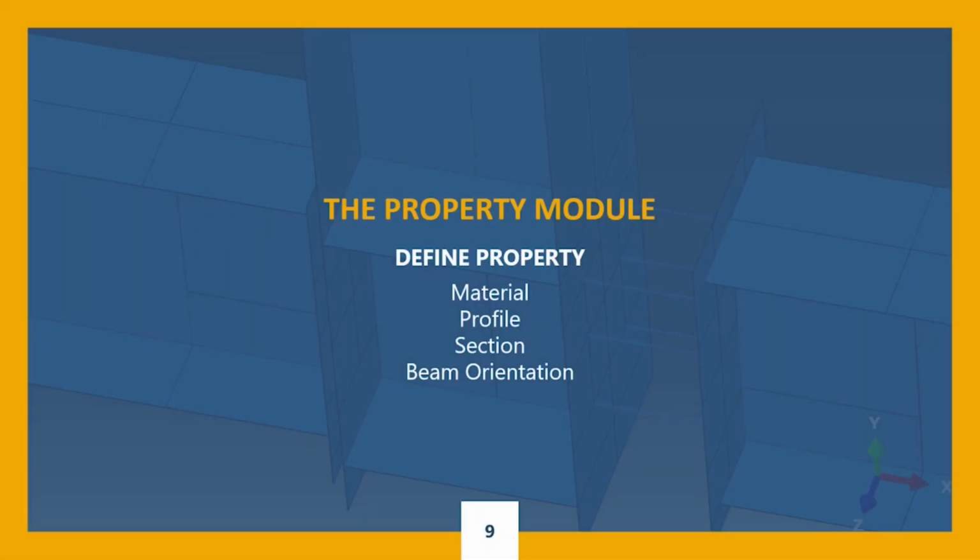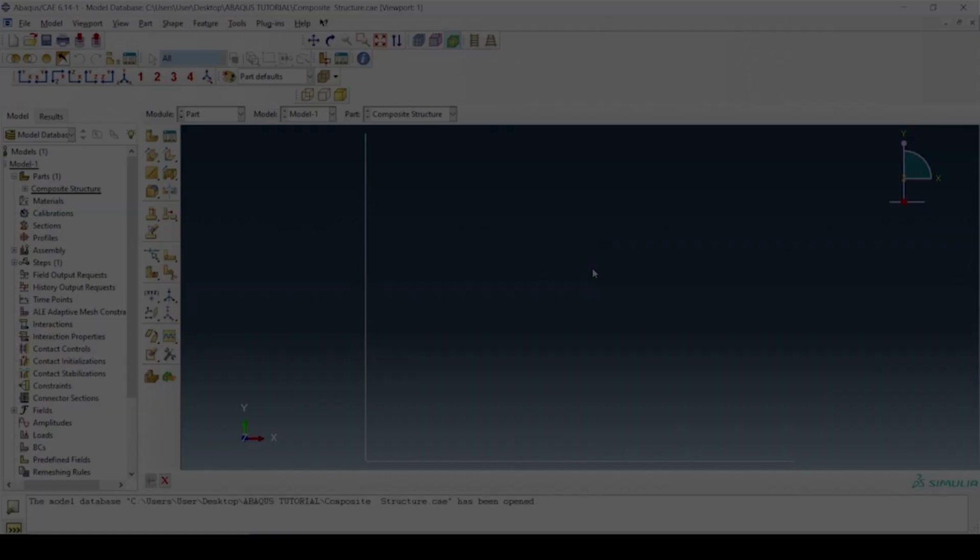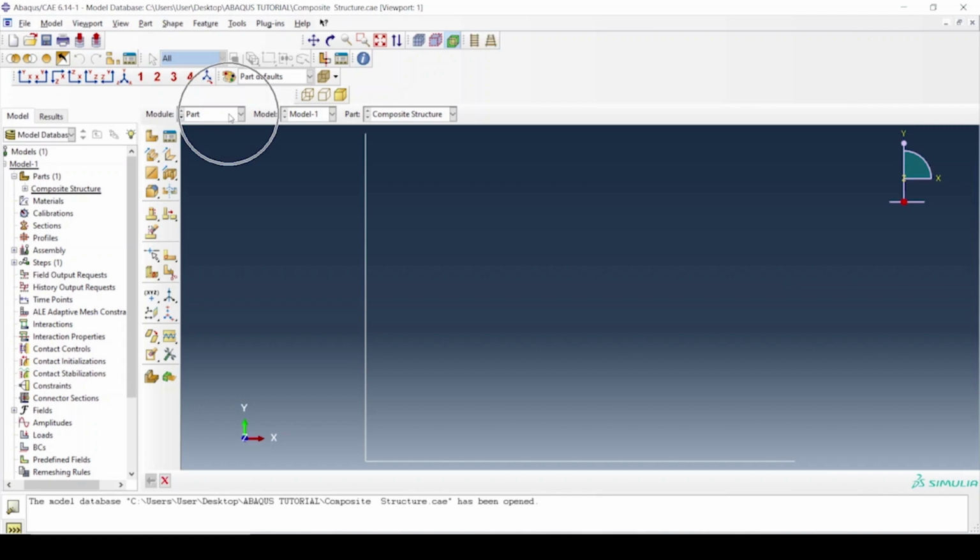Next section is the property module. We will define material, profile, section, and beam orientation. The first step of creating a property for the geometrical model is defining the material. For this example, we are using steel material. However, since we are interested in linear analysis, we're only required to enter the elastic data. In the ABAQUS software, change the part module to the property module.